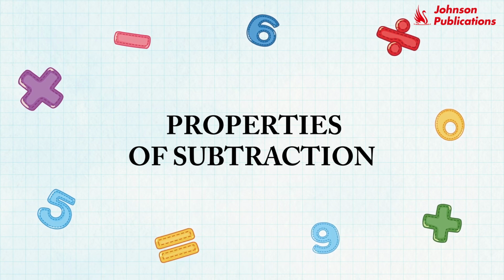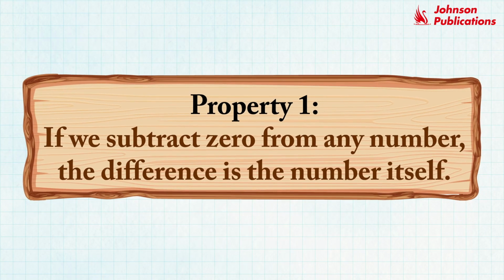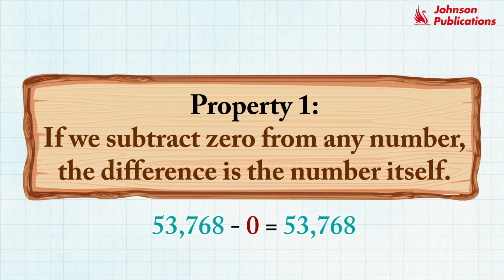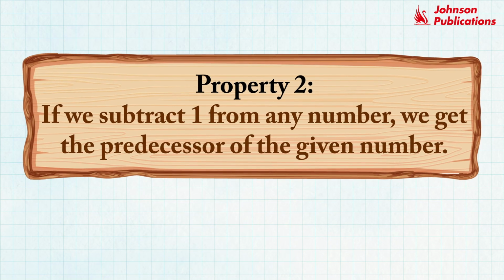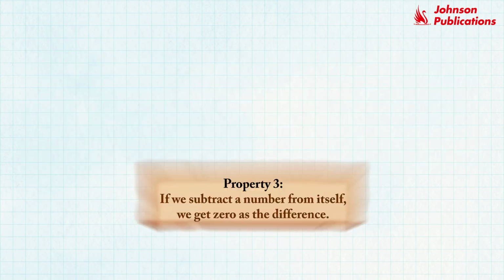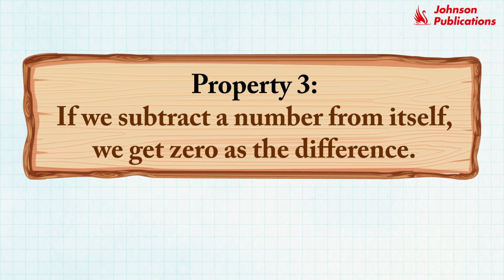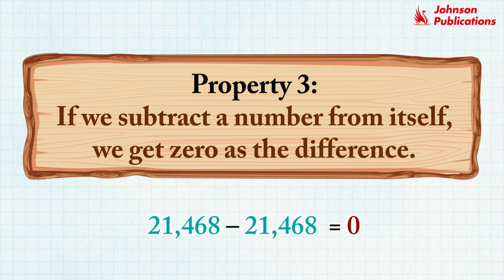Properties of subtraction. Property 1. If we subtract 0 from any number, the difference is the number itself. Look at this example. Property 2. If we subtract 1 from any number, we get the predecessor of the given number. Look at this example. Property 3. If we subtract a number from itself, we get 0 as the difference. Look at this example.